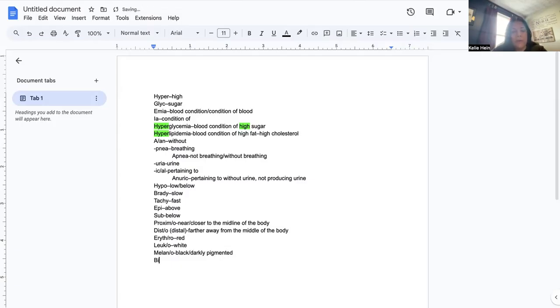We can do some numbers. Bi is going to be 2. Di or diplo is going to be double. And then, of course, you have the other ones: uni is 1, tri is 3, quad is going to be 4.